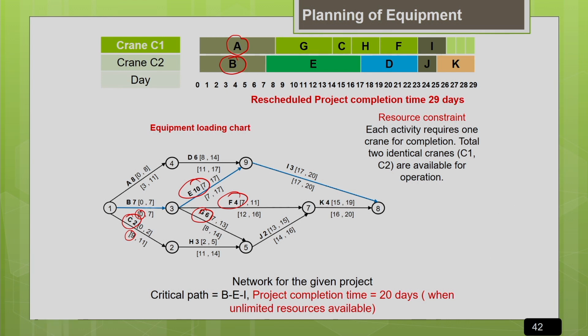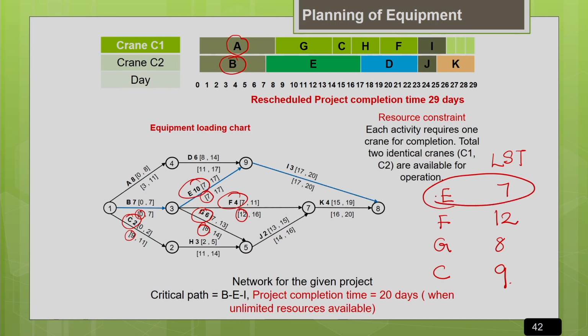So after the completion of B, the eligible activities are E, F, G and C. The latest start time for E is 7, for F it is 12, for G it is 8, and for C it is 9. Whichever activity has the minimum latest start time is more critical, and we are going to assign it. So the crane will be allocated to E. After B, you can see the crane is allocated to E.